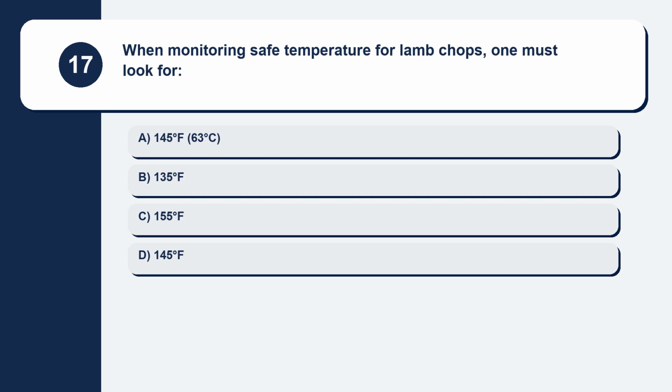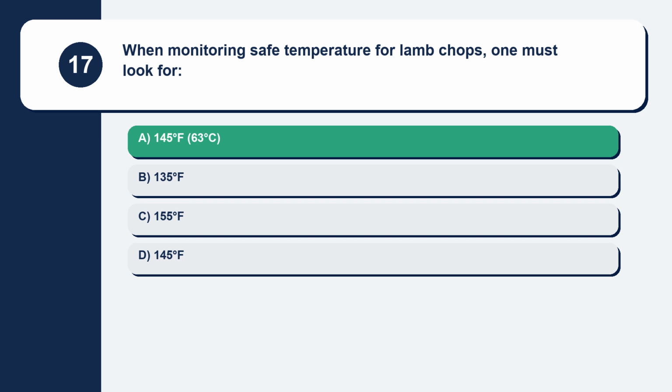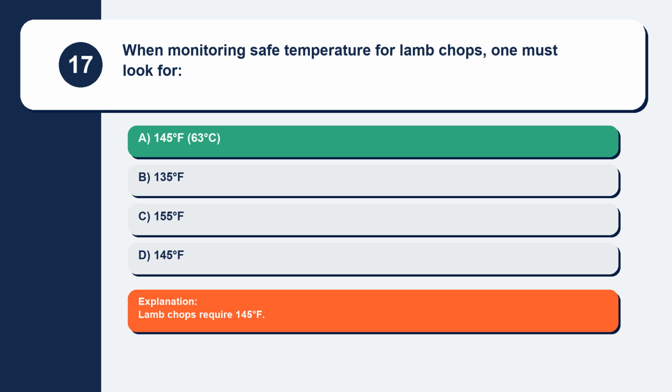Question 17. When monitoring safe temperature for lamb chops, one must look for 145 degrees Fahrenheit 63 degrees Celsius, 135 degrees Fahrenheit, 155 degrees Fahrenheit, 145 degrees Fahrenheit. Lamb chops require 145 degrees Fahrenheit.